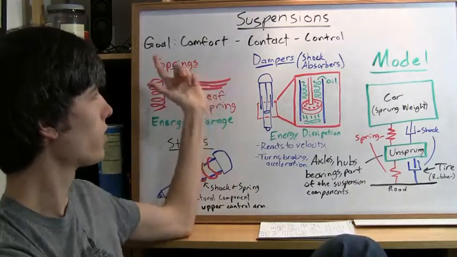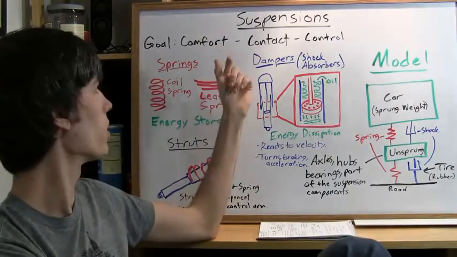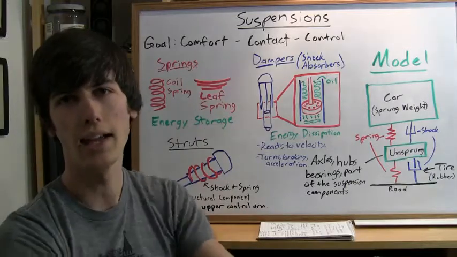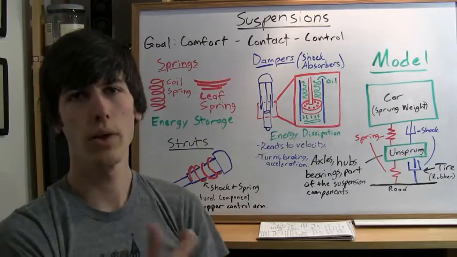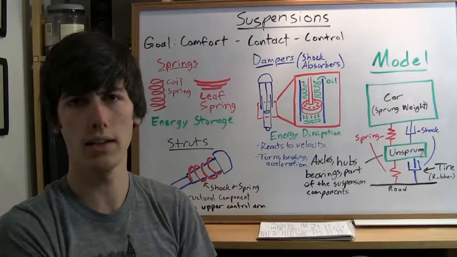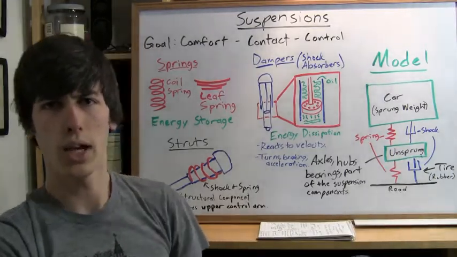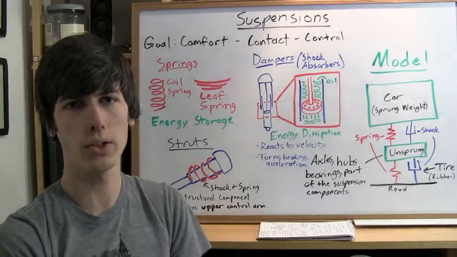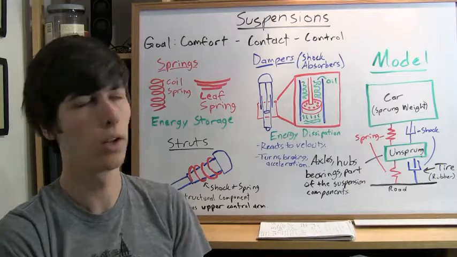I have these 3 C's that I just made up, but it's cool because it's 3 C's: comfort, contact, and control. Comfort: when you hit bumps in the road and all kinds of potholes and dirt, you don't want to be shaking around the whole time, you want to be comfortable. So that's one reason for suspension.